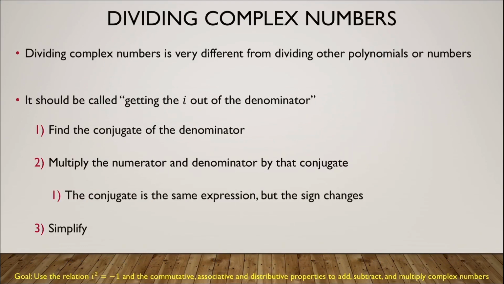All right. So dividing complex numbers. Dividing complex numbers is very different from dividing other polynomials or numbers, okay? So we really should call it getting the i out of the denominator. To make it acceptable mathematically, we don't like to have a square root in the denominator. So we have to find what's called the conjugate of the denominator. Then we multiply the numerator and denominator by that conjugate. The conjugate is the same expression, but the sign changes in between. I'll show you what I mean. And then we have to simplify it.